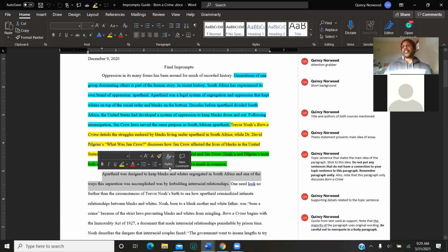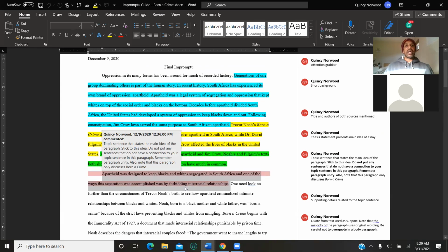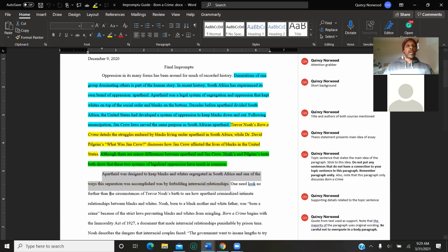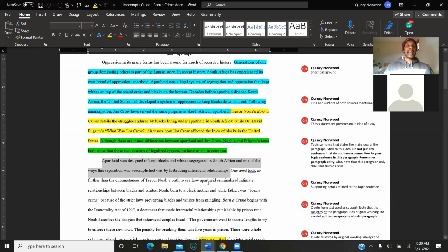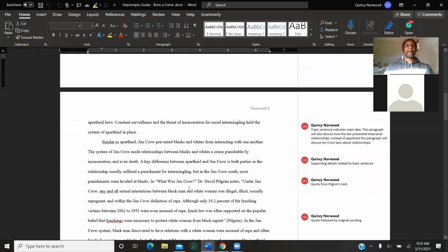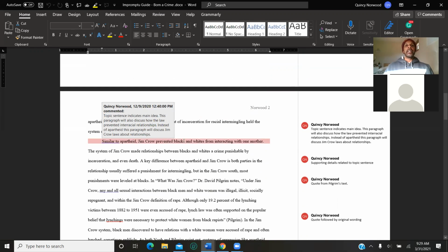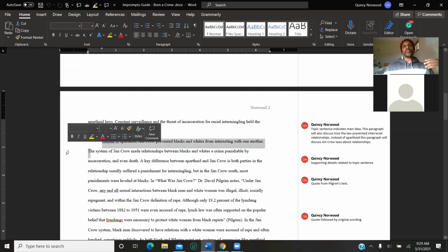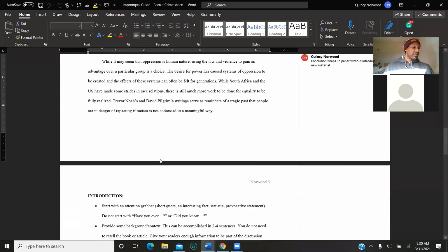Again, we'll talk about this when we go back over these paragraphs in detail. But these paragraphs use the PIE method too. So apartheid was designed to keep blacks and whites segregated in South Africa, and one of the ways this separation was accomplished was by forbidding interracial relationships. Example from Born a Crime. Similar to apartheid, Jim Crow prevented blacks and whites from interacting with one another. So it talks about the same issue.